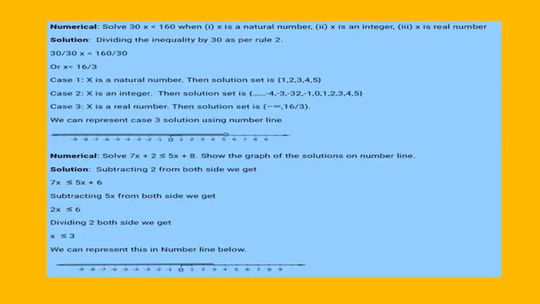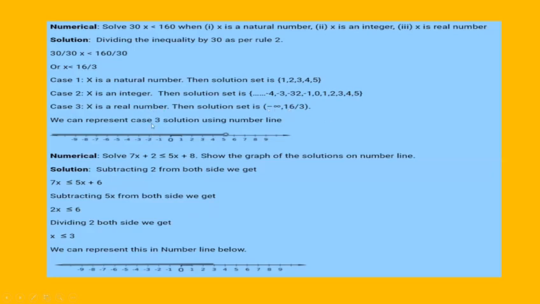Now let us consider an example. 3x < 16 when x is a natural number, second, x is an integer, third, x is a real number. For the first, dividing by 3 on both sides, we have x < 16/3, that means 5 point something. For natural numbers, the solution is 1, 2, 3, 4, 5. For integers, the solution is -4, -3, -2, and so on up to 5. For real numbers, x lies from minus infinity to 16/3.